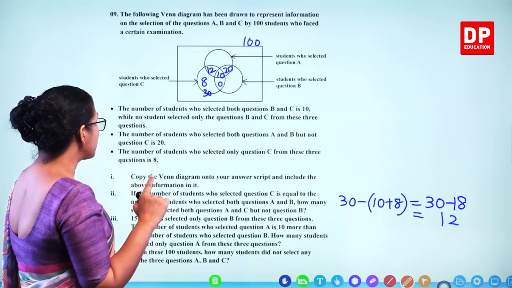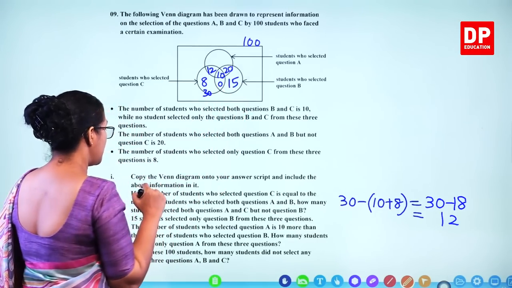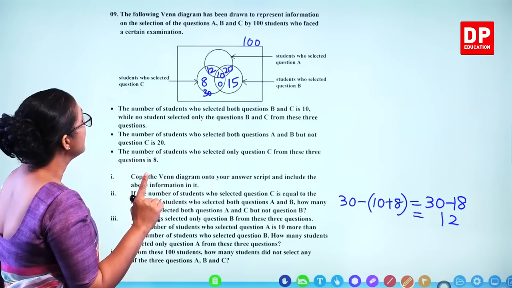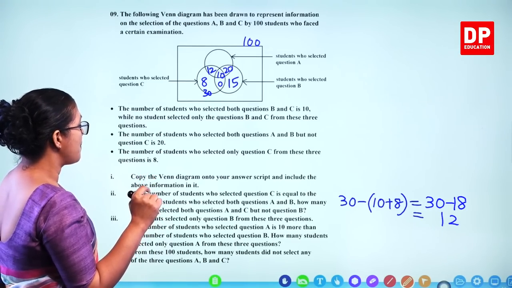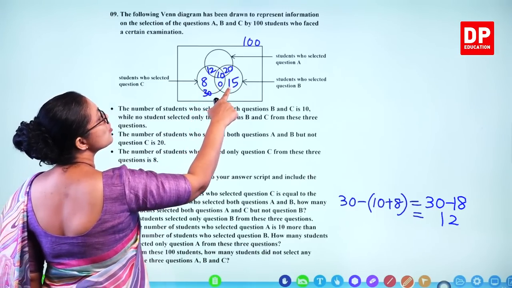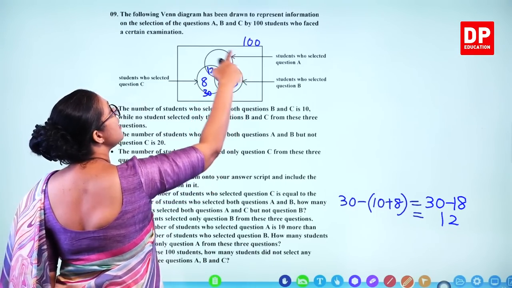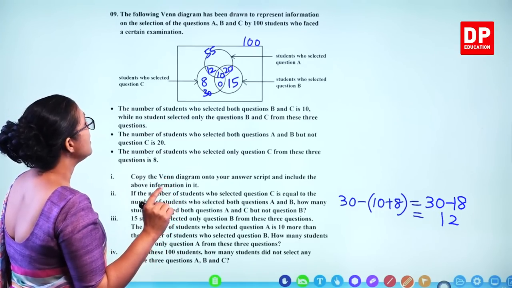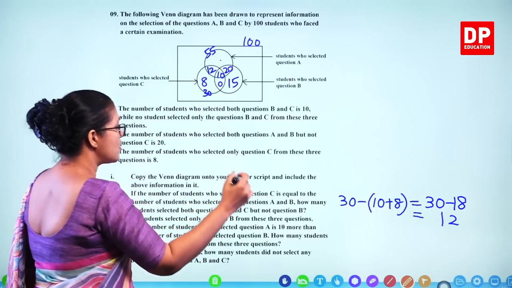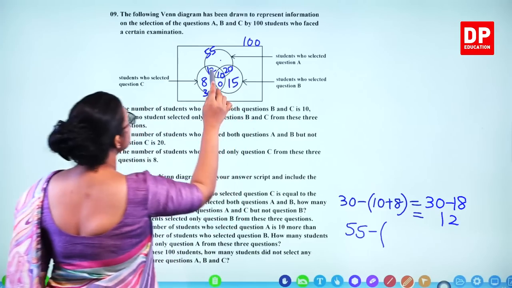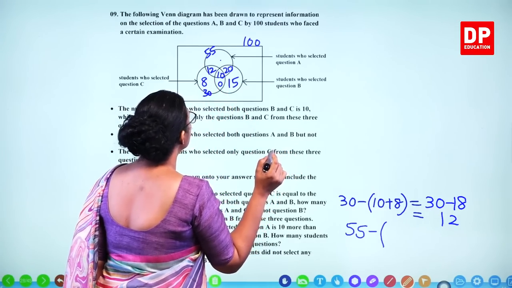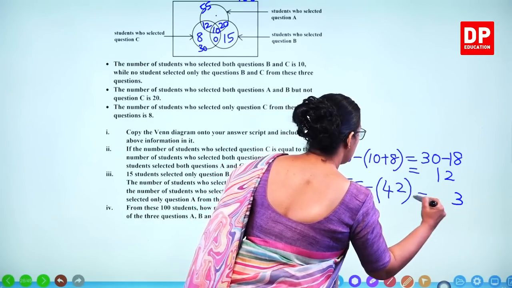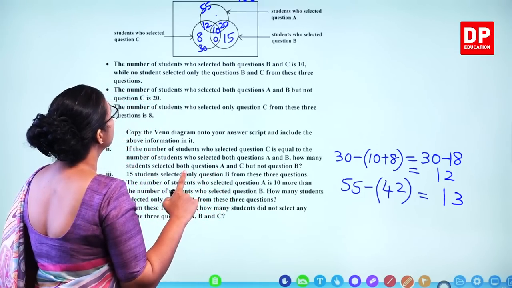Part 3, 15 students selected only question B. 15 here. From these three questions, the number of students who selected question A is 10 more than the number of students who selected question B. How many students selected question B? 30, 45. Then A becomes 55, 10 more than that. Then they're asking how many students selected only question A? This one. So 55 is the total, subtract 20, 12 and 10, 30 plus 12, 42. So you get 30. So that's here, this one.